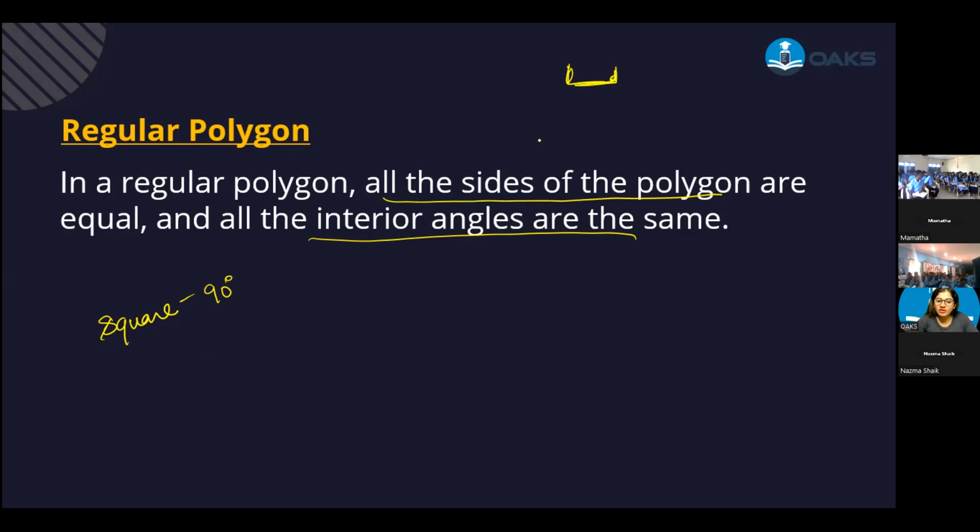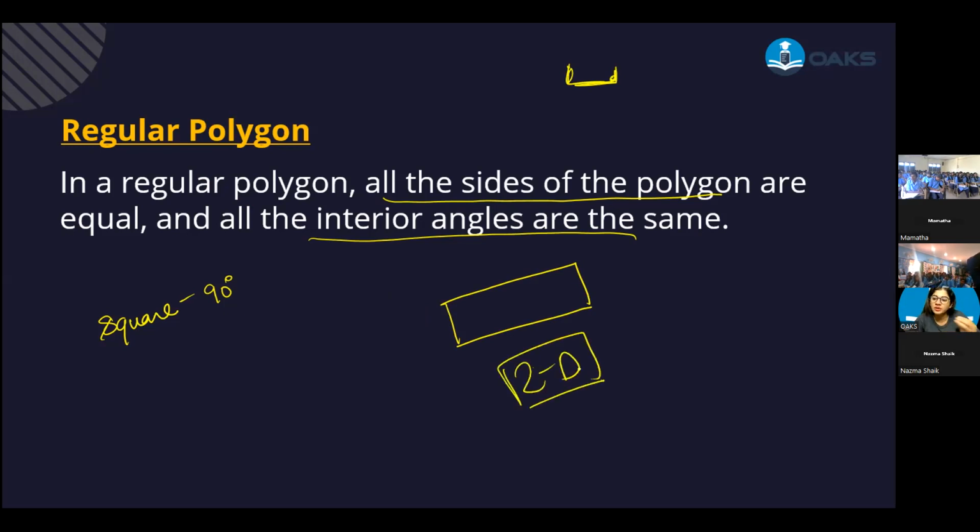Can you think of any regular polygon where all sides are the same and the interior angles are the same? Rectangle. Okay, I am drawing the rectangle. See, this is a rectangle. Cube, ma'am. Okay, cube. That is a three-dimensional figure. We are talking about 2D right now.